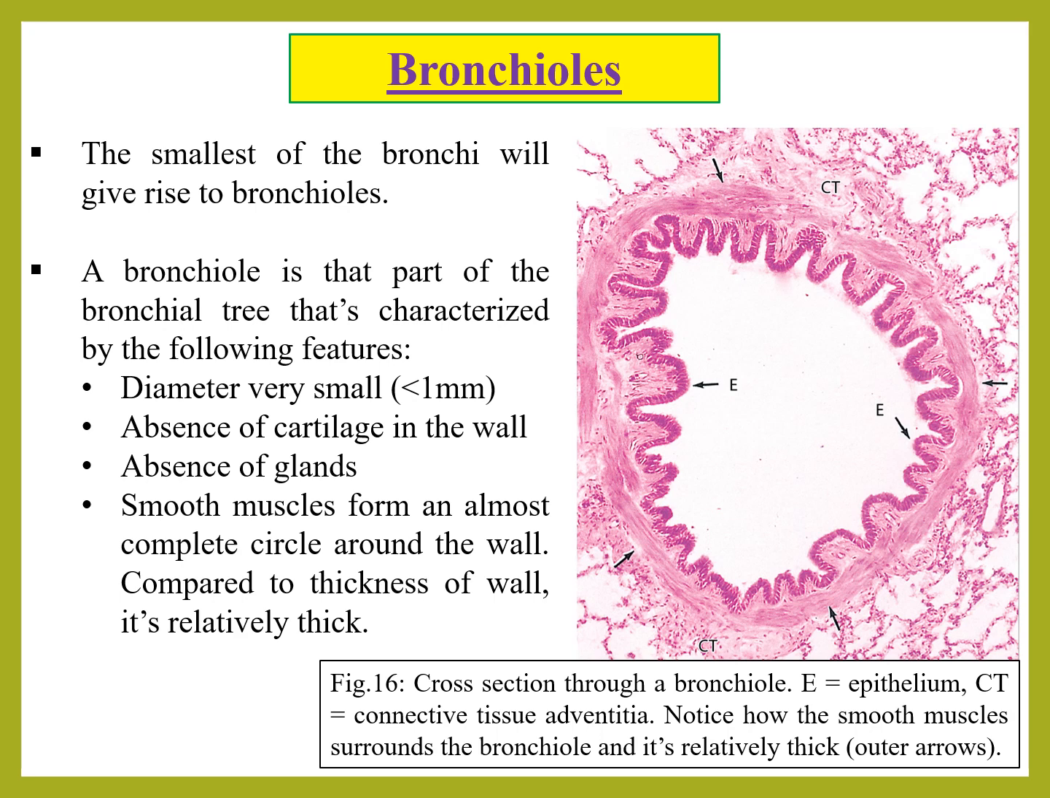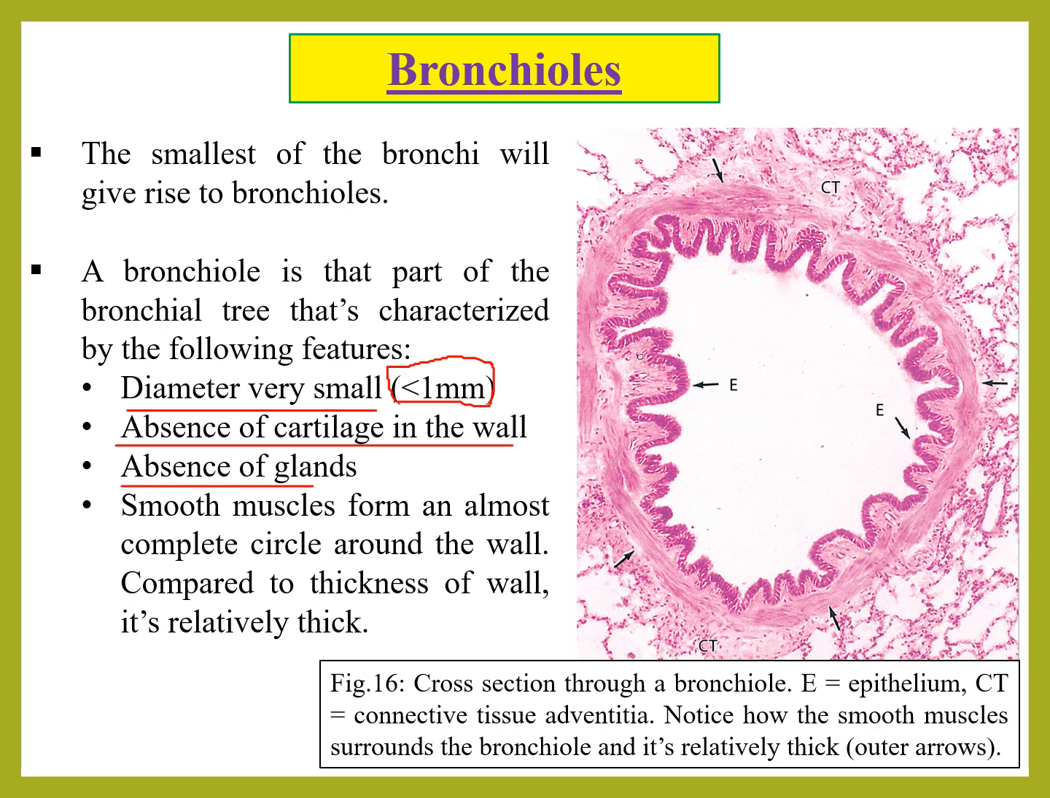Now, bronchioles. Bronchioles arise from the smallest of the bronchi. When do we say that this is a bronchiole? A bronchiole is that part of the bronchial tree that is characterized by the following features. The diameter is very small, usually less than 1 millimeter. Absence of cartilage. This is very important. There are no cartilages in the wall of the bronchioles. Once cartilages disappear, we say that this is a bronchiole.